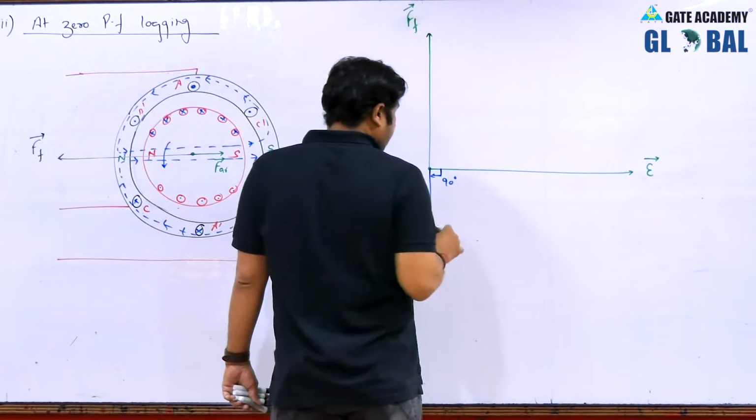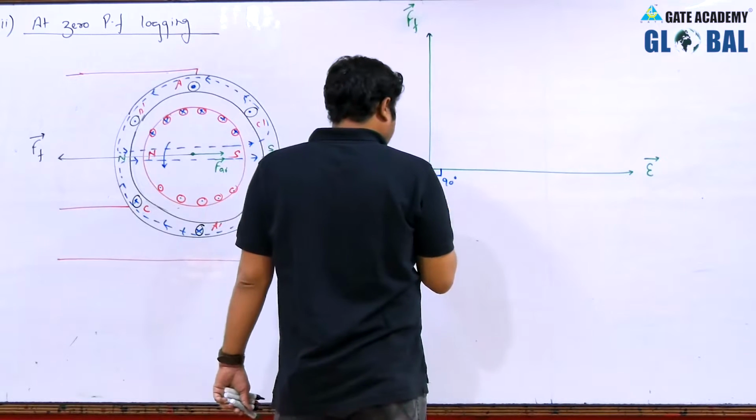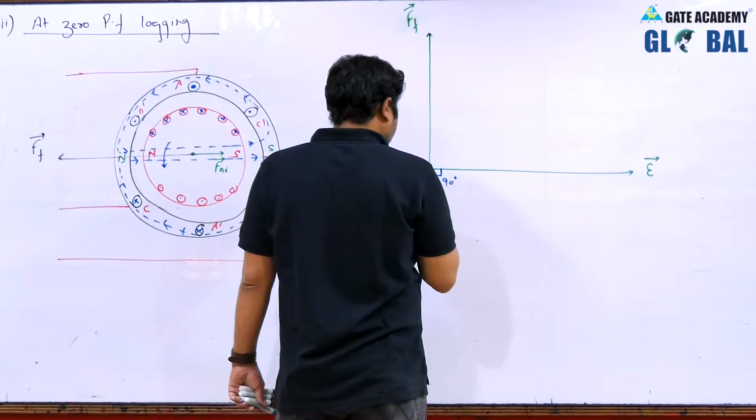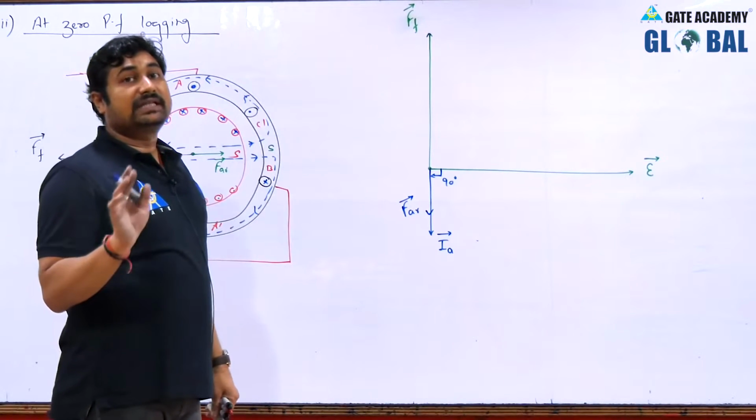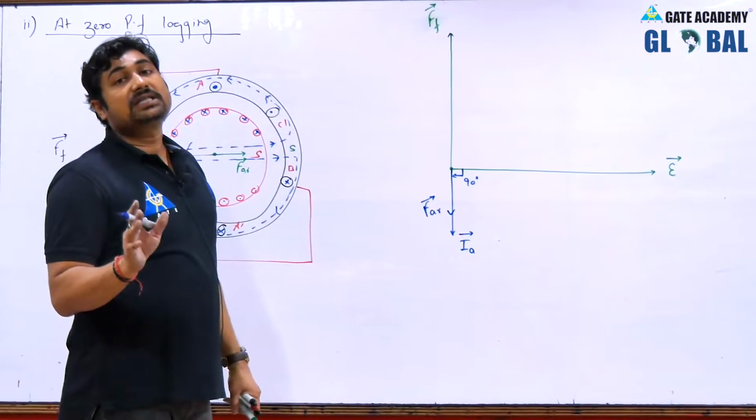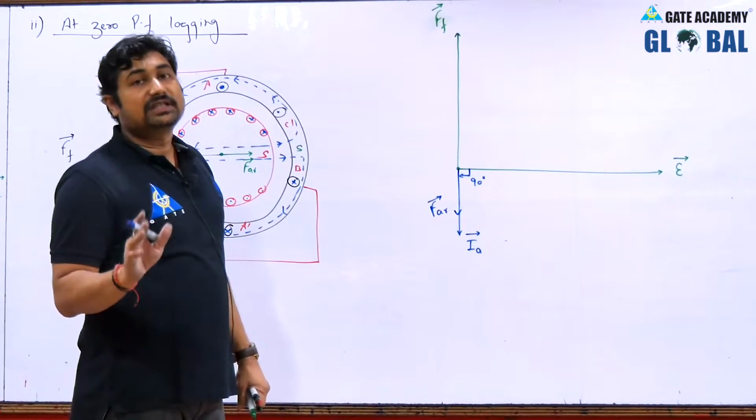Now please observe, in the phase of IA, armature MMF occurs, because armature MMF is N into IA, where N is the number of stator turns. So the number of stator turns is a constant parameter that is not going to change the phase angle.